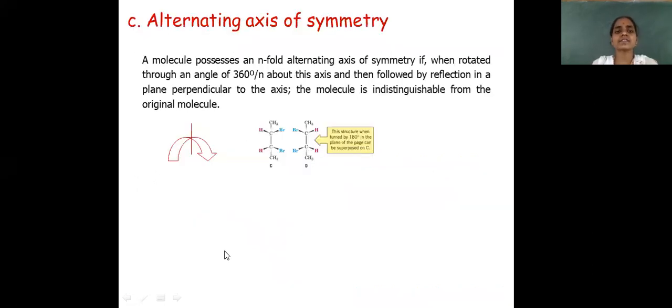And the next, the last type of symmetry, is the axis of symmetry. So what is meant by axis of symmetry? Axis of symmetry means taking one of the axes of a molecule and starting a rotation by an angle of 360 degrees by n. Here n is nothing but the number of rotations, meaning how many rotations it takes to get an identical structure by taking one of the axes of an element. So that is the axis of symmetry.